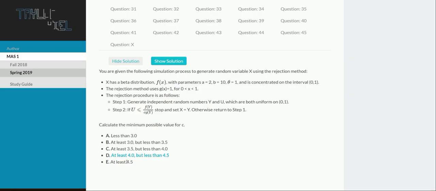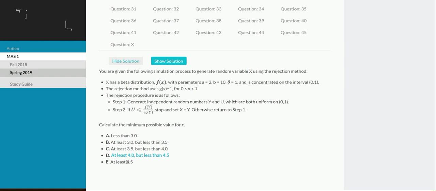You are given the following simulation process to generate random variable x using the rejection method. X has a beta distribution f of x with parameters a equal 2, b equal 10, and theta equal 1, and is concentrated on the interval 0 to 1. The rejection method uses g of x equals 1 for x between 0 and 1.